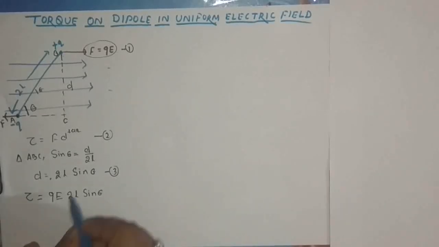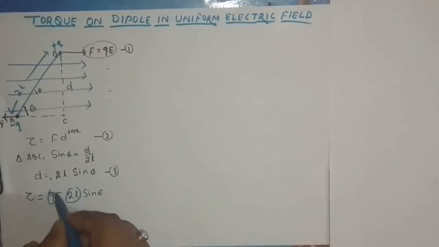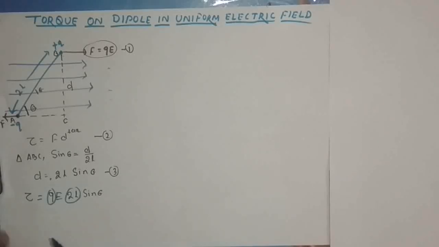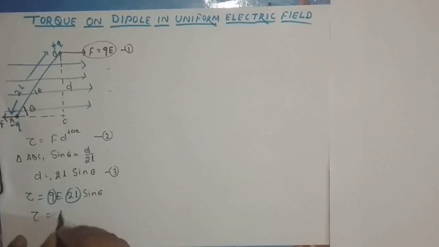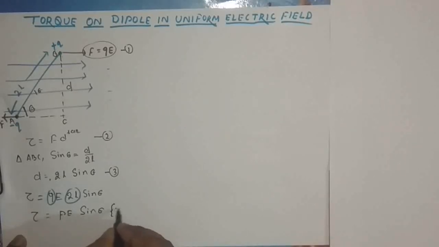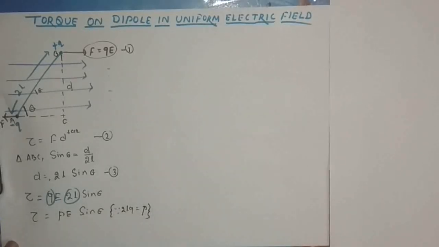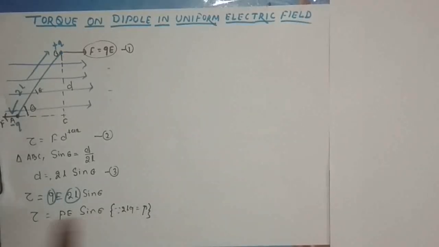Now the quantity 2Lq, we know this is the dipole moment. So torque equals pE sin theta. I will write here, since 2Lq equals 2qL equals the dipole moment, torque equals pE sin theta.